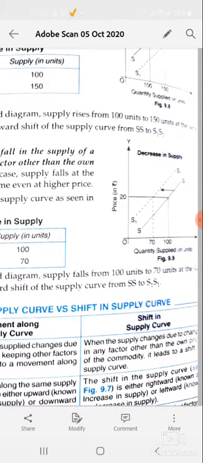Now what we can conclude: if the supply curve shifts toward your left hand side, it is called decrease in supply. Or if quantity supplied falls but the price remains constant, and it happens due to change in other factors, it is called decrease in supply.